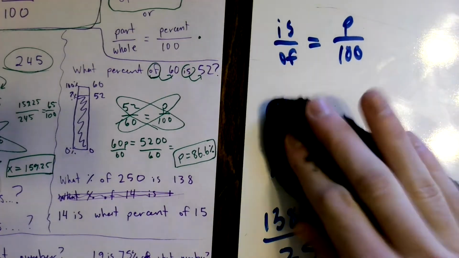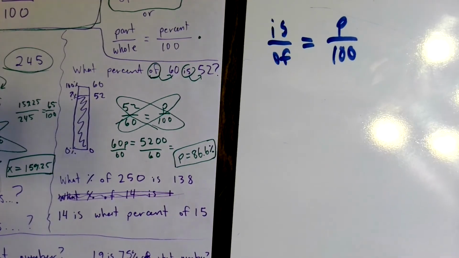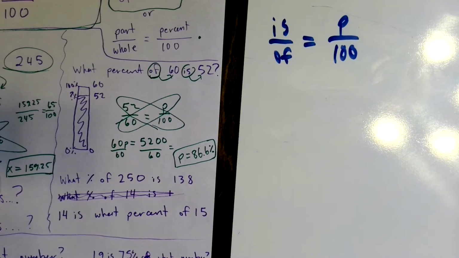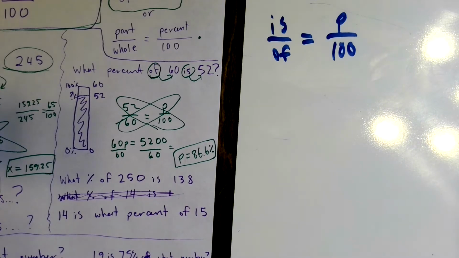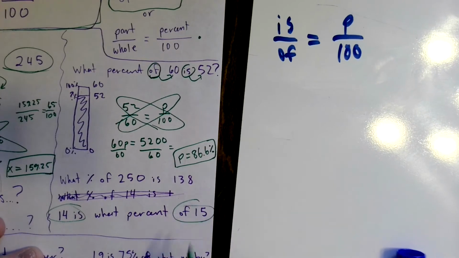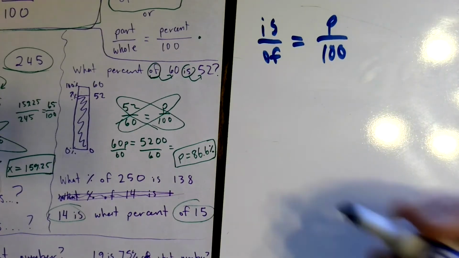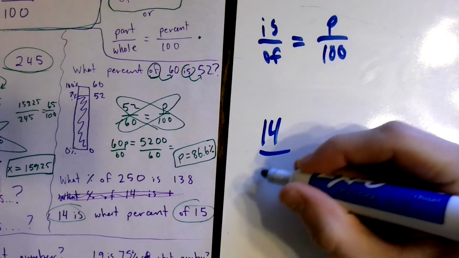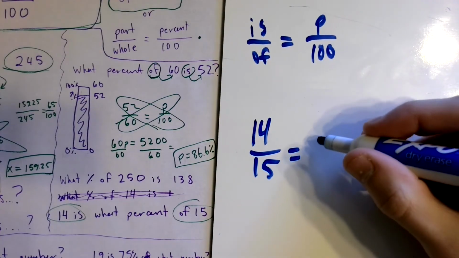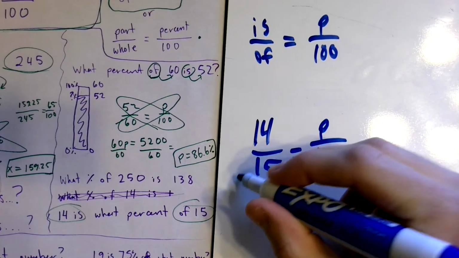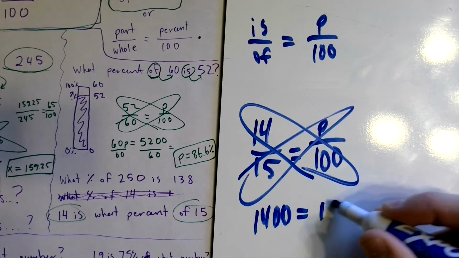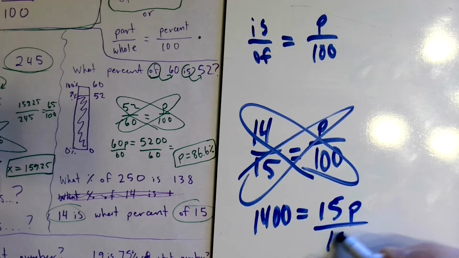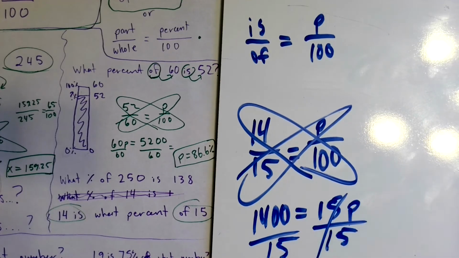Let's do another, using the same formula all the way through today. We've got 14 is what percent of 15. They worded this one a little differently, but it's all going to work out the same. We have 14 as our is, 15 as our of, and they're trying to find our percent. So 14 over 15 equals p over 100. From here, all we've got to do is cross multiply, add in a couple zeros, equals 15p. To get p by itself, divide each side by 15. That'll cancel those out.